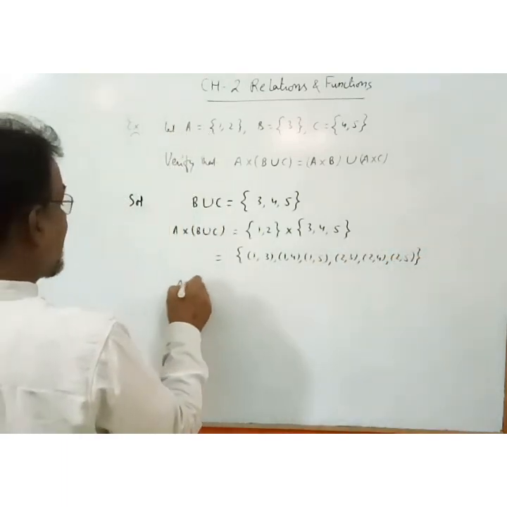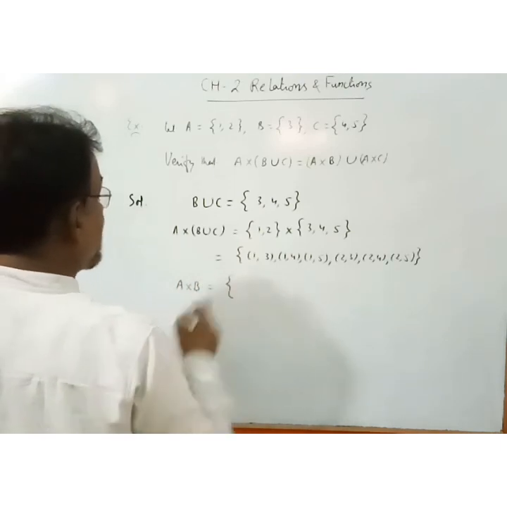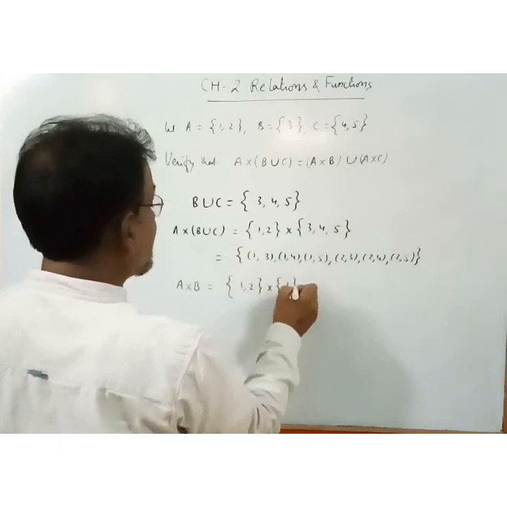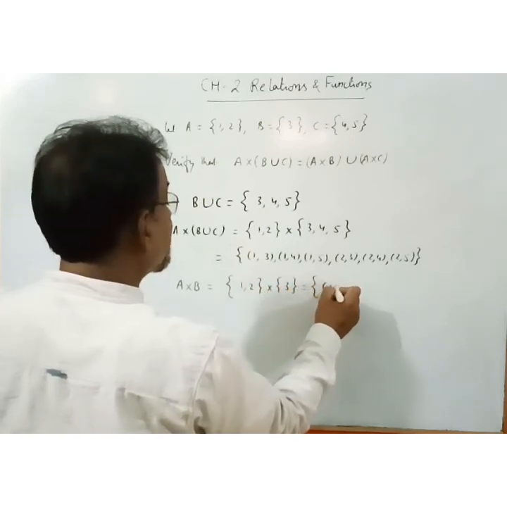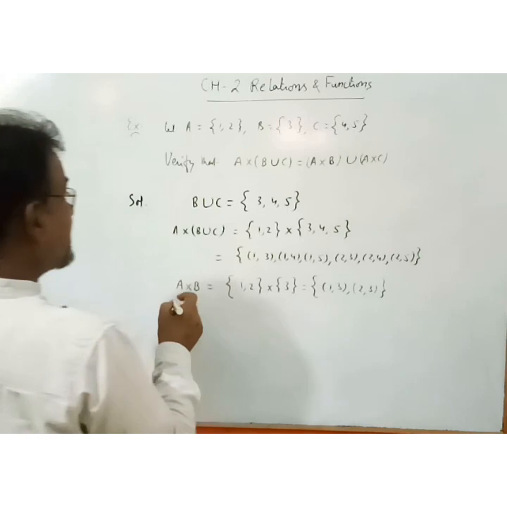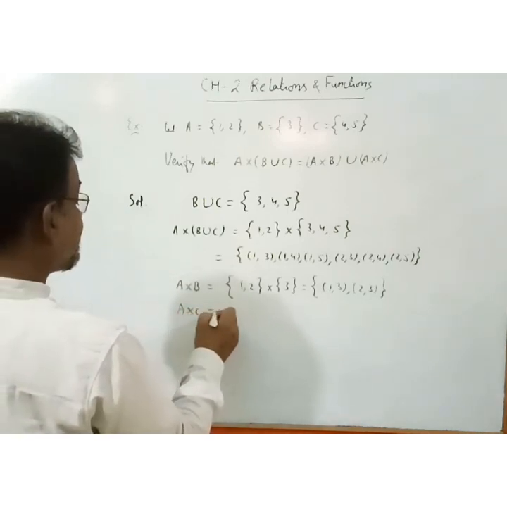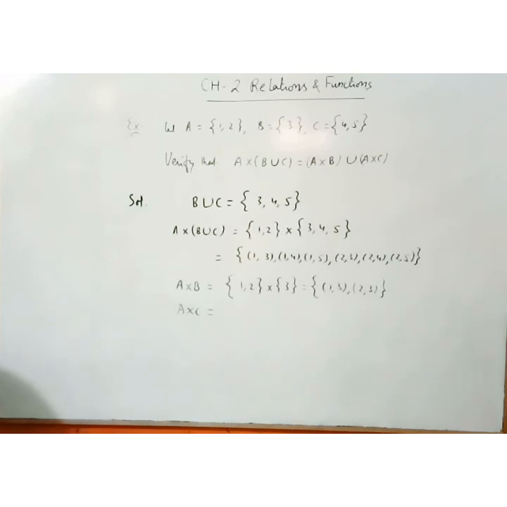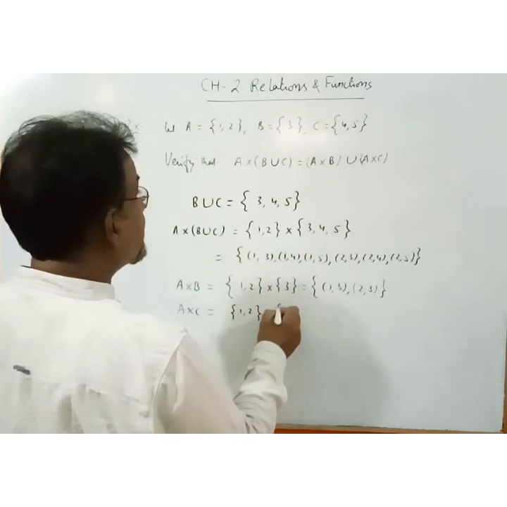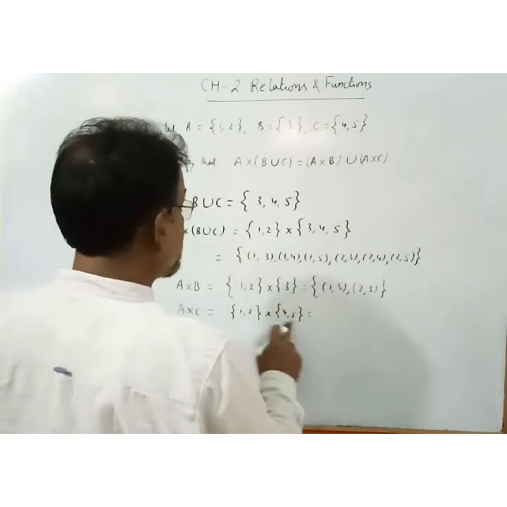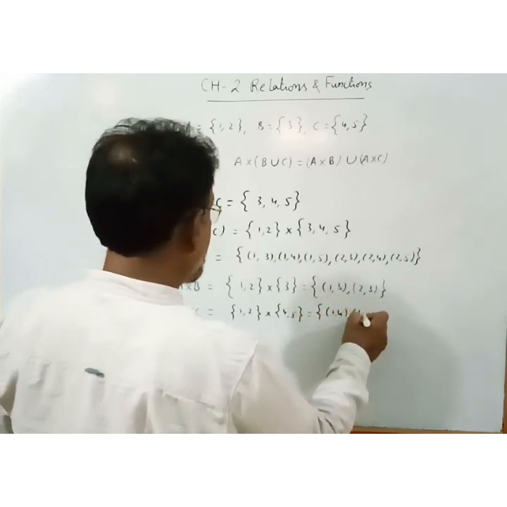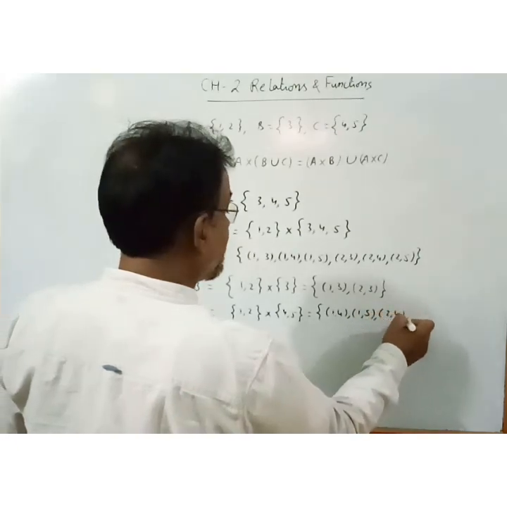Now we will find A cross B. A cross B is what? A cross B is 1, 2 cross set of 3. So this will give you 2 ordered pairs, 1, 3 and 2, 3. What is A cross C? So A cross C will give you 1, 2 cross 4, 5. So 2 into 2, 4 members will be there: 1, 4, 1, 5, 2, 4, 2, 5.